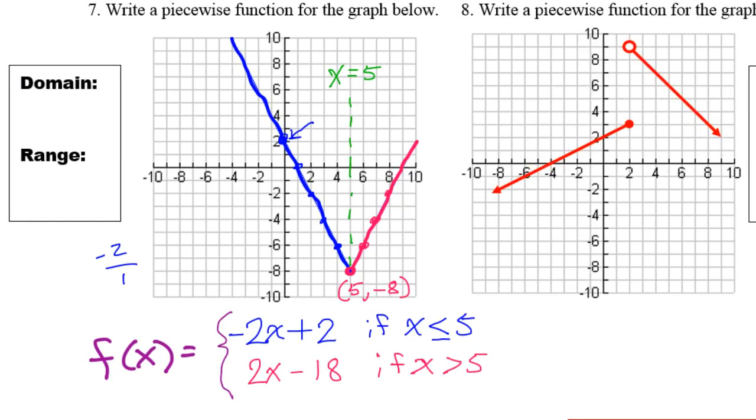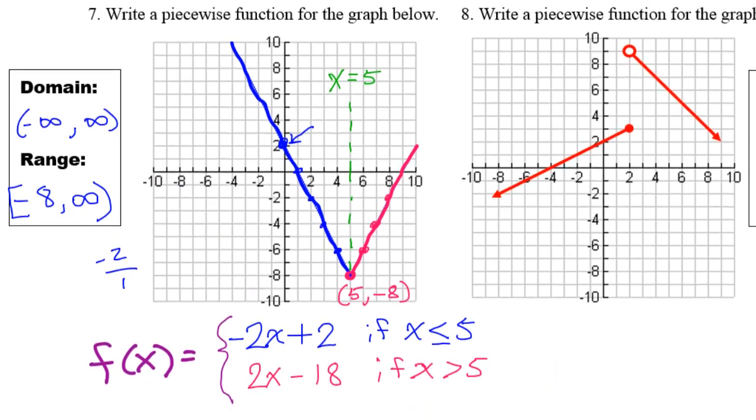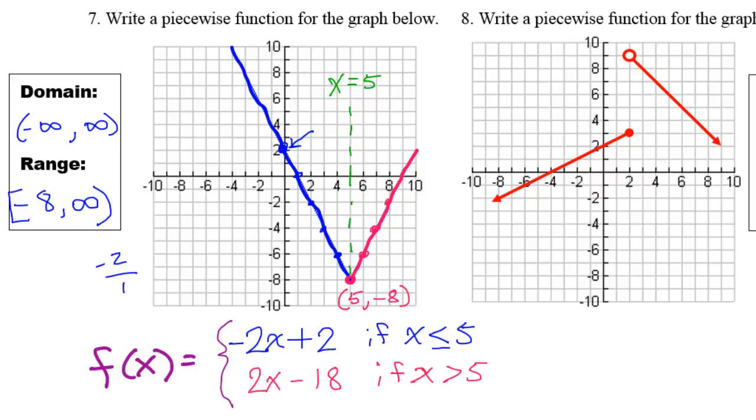This goes left forever and right forever, so that's negative infinity to positive infinity. It goes down, the range is y values, bottom to top. So at the bottom, we have negative 8. And at the top, it goes up forever. So that's negative 8 to infinity. All right, with a bracket, it touches negative 8. So that's it for number 7. So now let's take a look at number 8.